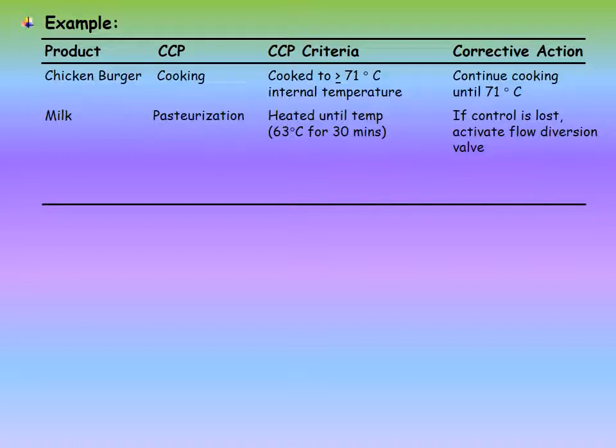For example, product chicken burger. So critical control point, cooking. So CCP criteria, we need to cook the burger to more than 71 degrees Celsius, internal temperature. And then the corrective action, if anything happen, we need to continue cooking until 71 degrees Celsius.